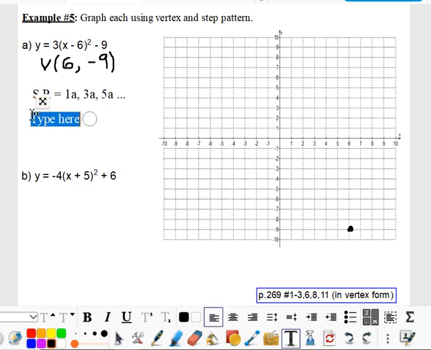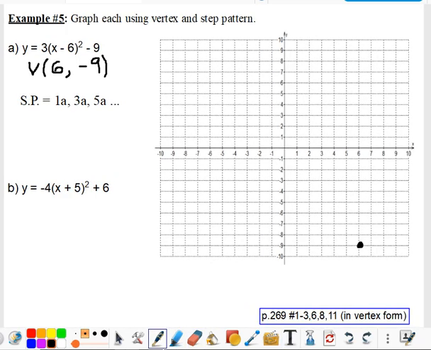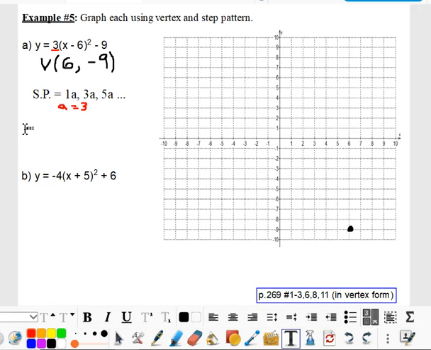Now our a value here looks like it is positive 3. So we're going to say, okay, a is positive 3, and we can sub that in. The step pattern, SP is step pattern, equals 1 times 3, 3 times 3, and 5 times 3. We're just replacing that a value with 3. And when we simplify this, the step pattern is 3, 9, 15.